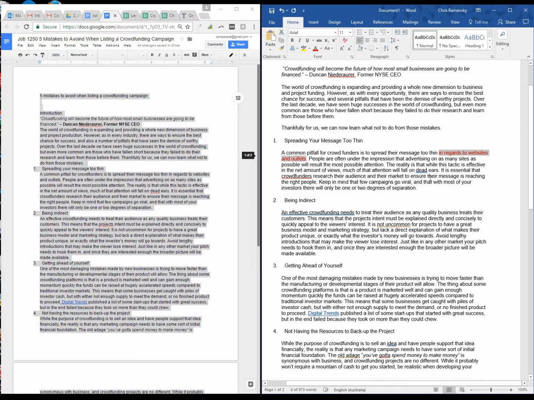People are often under the impression that advertising on as many sites as possible will result in the most possible, with the, we might say, the greatest exposure.